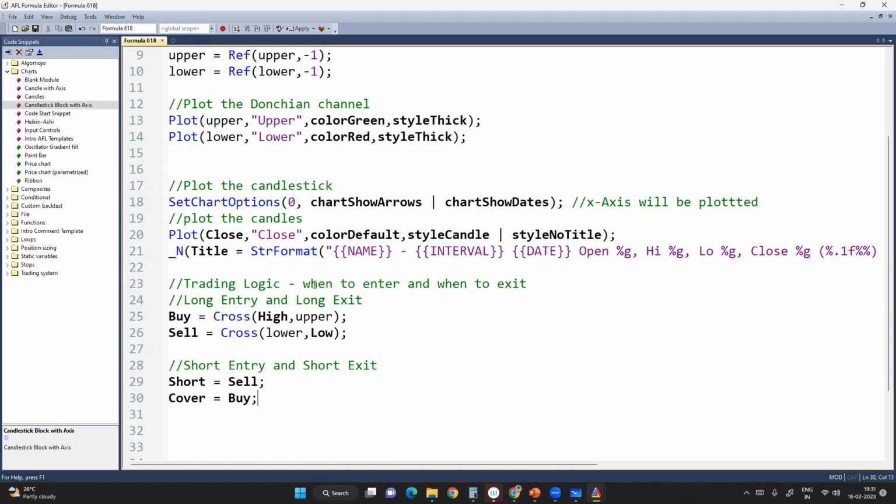Then we have the execution logic. Okay, the buy signal happened. Then when you're going to place the order, at what level, at what price you're going to place the order.